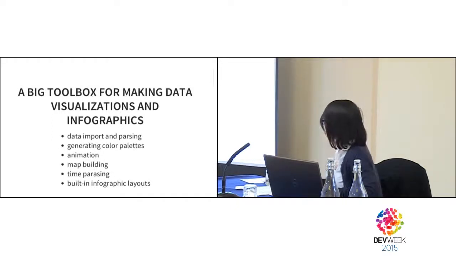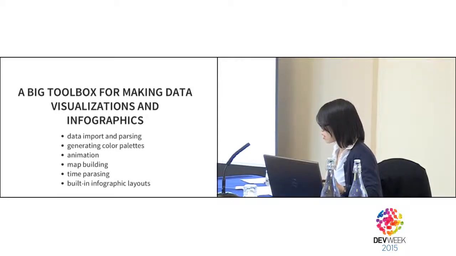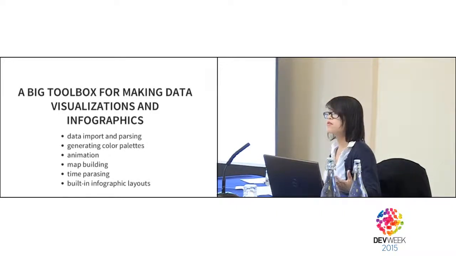Time parsing, sorry for the typo. If you work with JavaScript, you know how exceptionally difficult it can be to just figure out what date it is, or to change one date format to another kind of date format. And D3.js makes it a little bit easier. There are also built-in layouts, like pie charts, bubble charts, tree diagrams. So all you have to do is just plug in your data set.